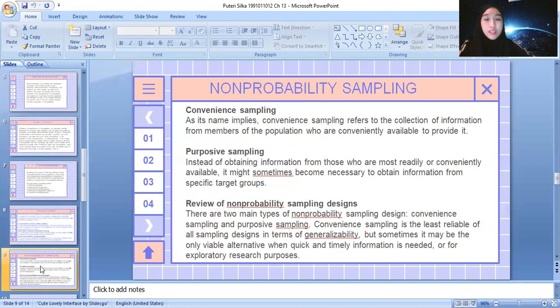There are two main types of non-probability sampling design: convenience sampling and purposive sampling. Convenience sampling is the least reliable of all sampling designs in terms of generalizability, but sometimes it may be the only viable alternative when quick and timely information is needed, or for exploratory research purposes.